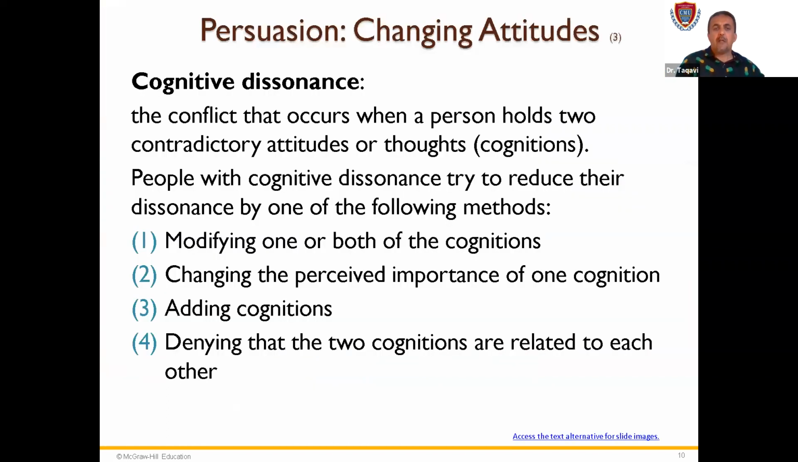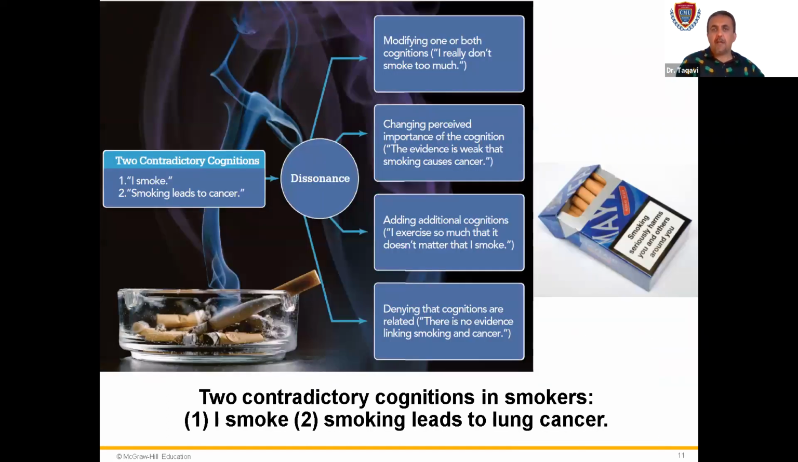And when we talk about modifying one or both of the conditions, we say, I really don't smoke too much. I am modifying one of the components of cognitive dissonance. I am modifying myself. I say, yes, smoking will lead to lung cancer, but I really don't smoke too much. It is modifying. Second part, changing perceived importance of the cognition.